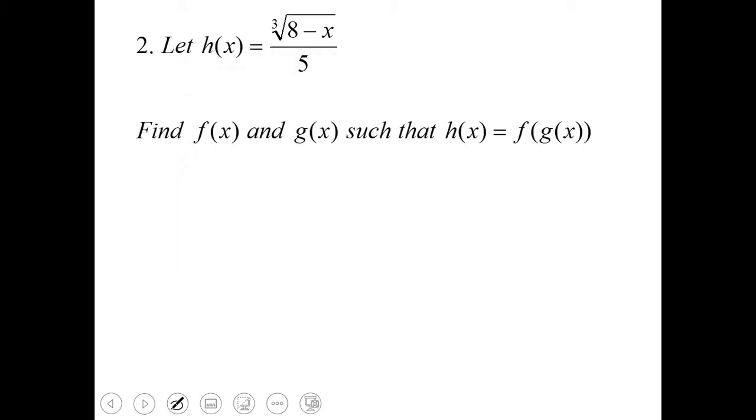Let's try another one, the cube root of (8 minus x) divided by 5. And again, I'm telling you that you want an f and a g, and the g had to come first. So a couple different answers here. We're just going to do one of them.